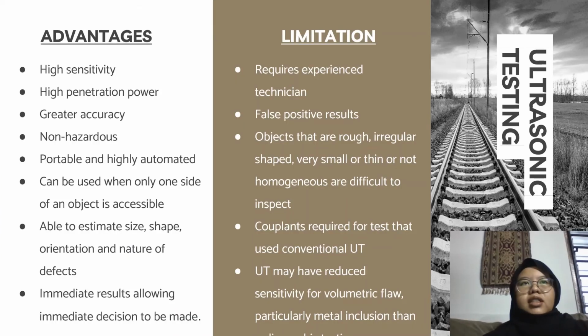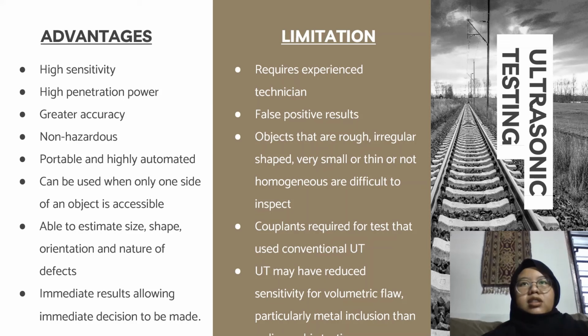Every NDT method has its pros and cons. The advantages of using UT are high sensitivity, high penetration power, greater accuracy, non-hazardous, portable and highly automated, can be used when only one side of an object is accessible, able to estimate size, shape, orientation and nature of defects, and also immediate results, allowing immediate decisions to be made.